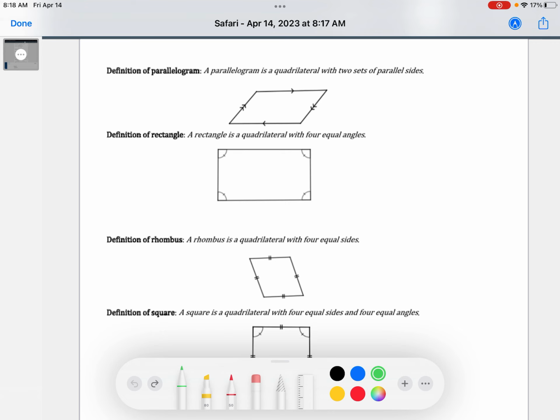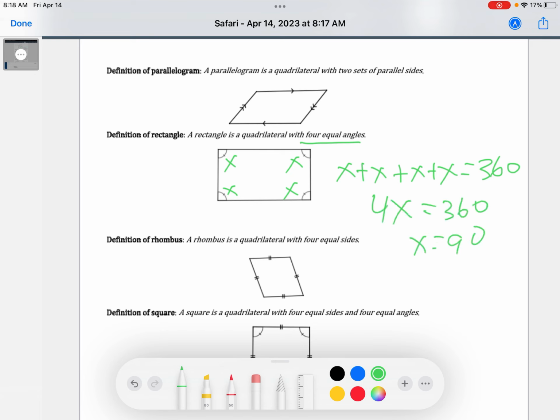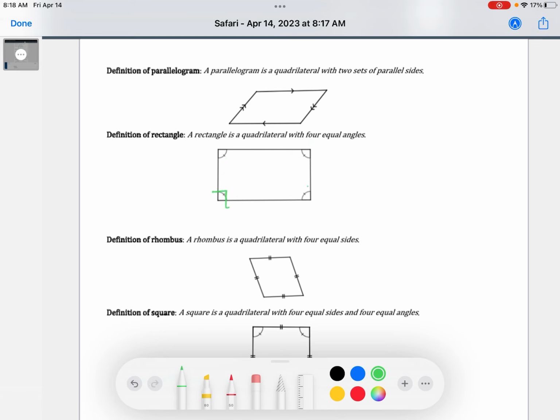Now a rectangle is a quadrilateral with four equal angles. And you know what those angles are, right? If all the angles are equal, we'll call this X, X, X, X. They're all equal to X. And all together, we know that the angles in a quadrilateral add up to 360. So 4x equals 360, so x is equal to 90. So as an extension of that definition of a rectangle, we can also say a rectangle is a shape with four 90-degree angles. Four equal angles, all 90 degrees.